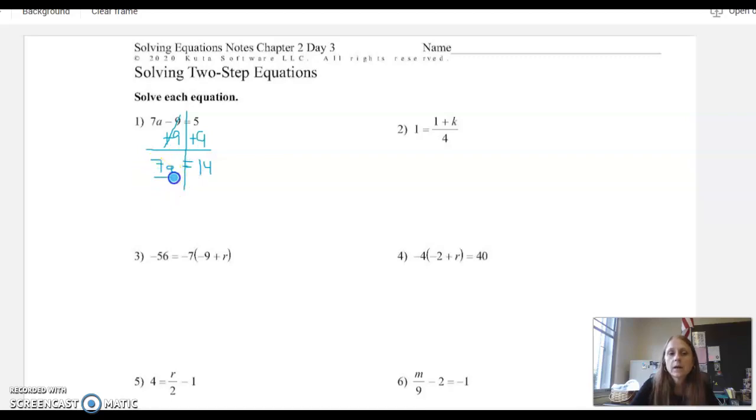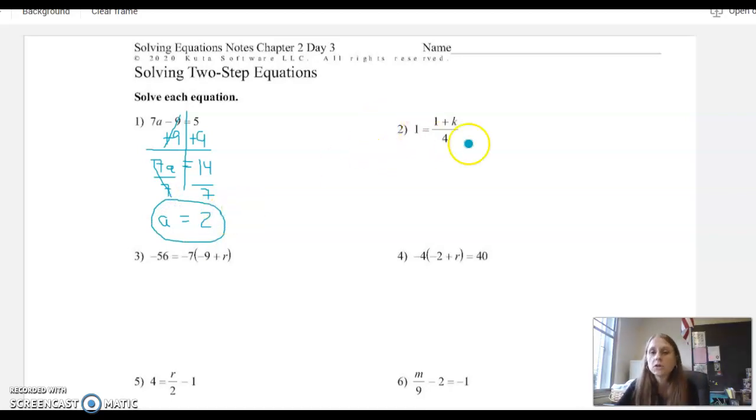So to get rid of a multiply by 7, I would divide by 7. So then the 7 over 7 cancels out. We've got a alone to equal. On the other side, 14 divided by 7 would be 2, right? That's our basic two-step equation.